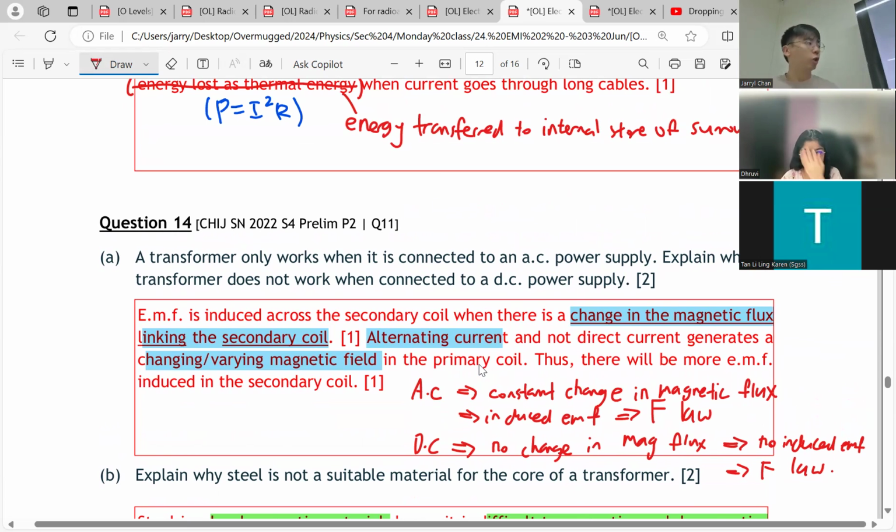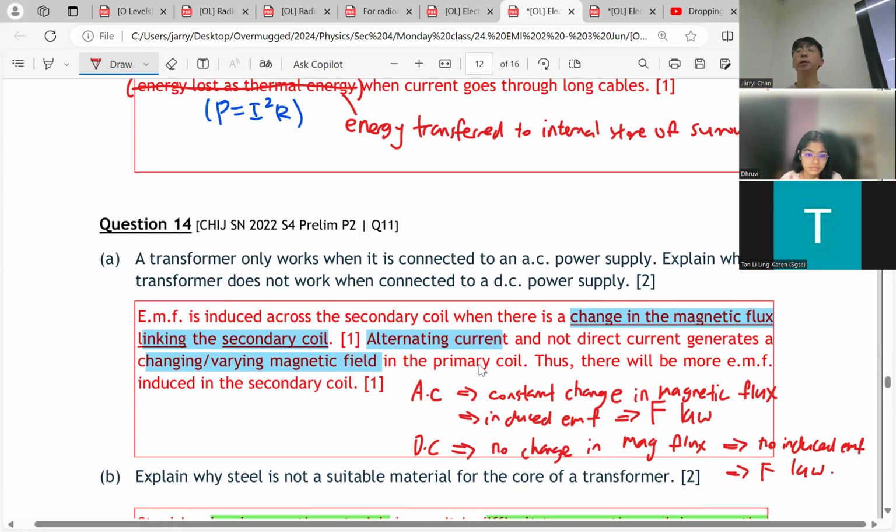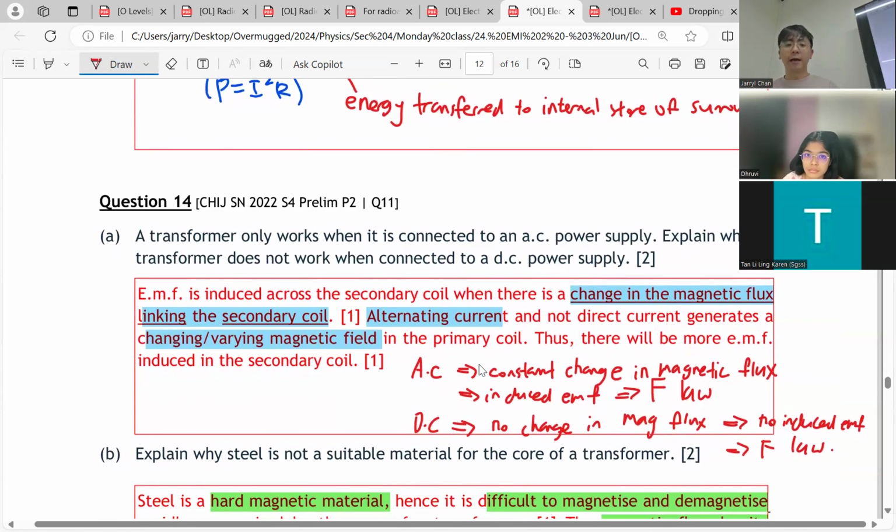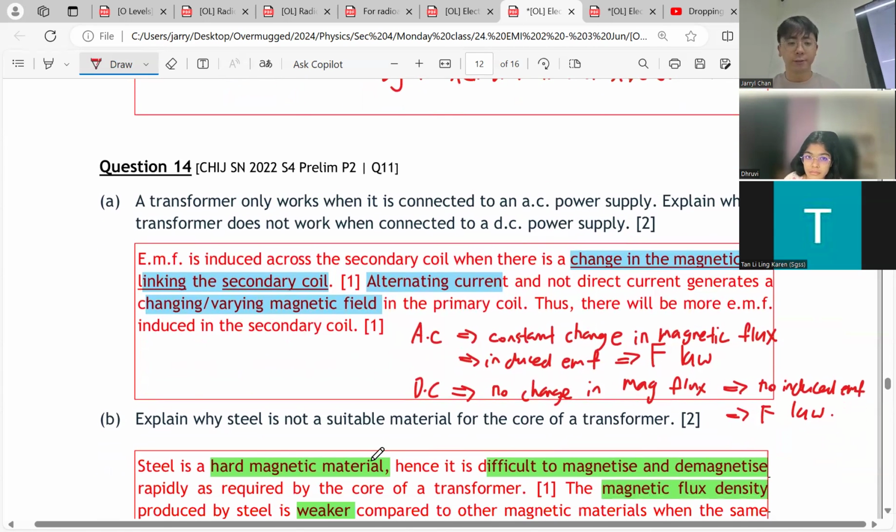Okay, part B. Still not suitable for the core of a transformer. Whenever you compare steel versus iron, what's the difference? We always talk about hard versus soft. So that should be the first instinct, the first answer you should throw in. Okay, hard versus soft.